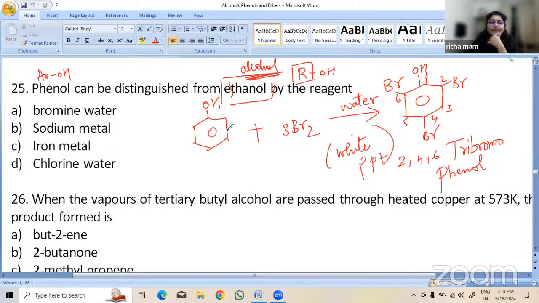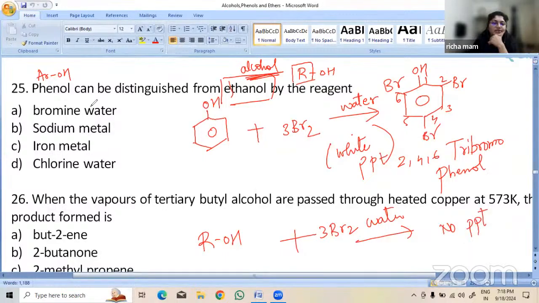Now the same reaction with alcohol does not give any reaction. With bromine water, it does not give any PPT. No product is formed, no PPT is formed. So it is option number A. You can distinguish alcohol and phenol by treating with bromine water.